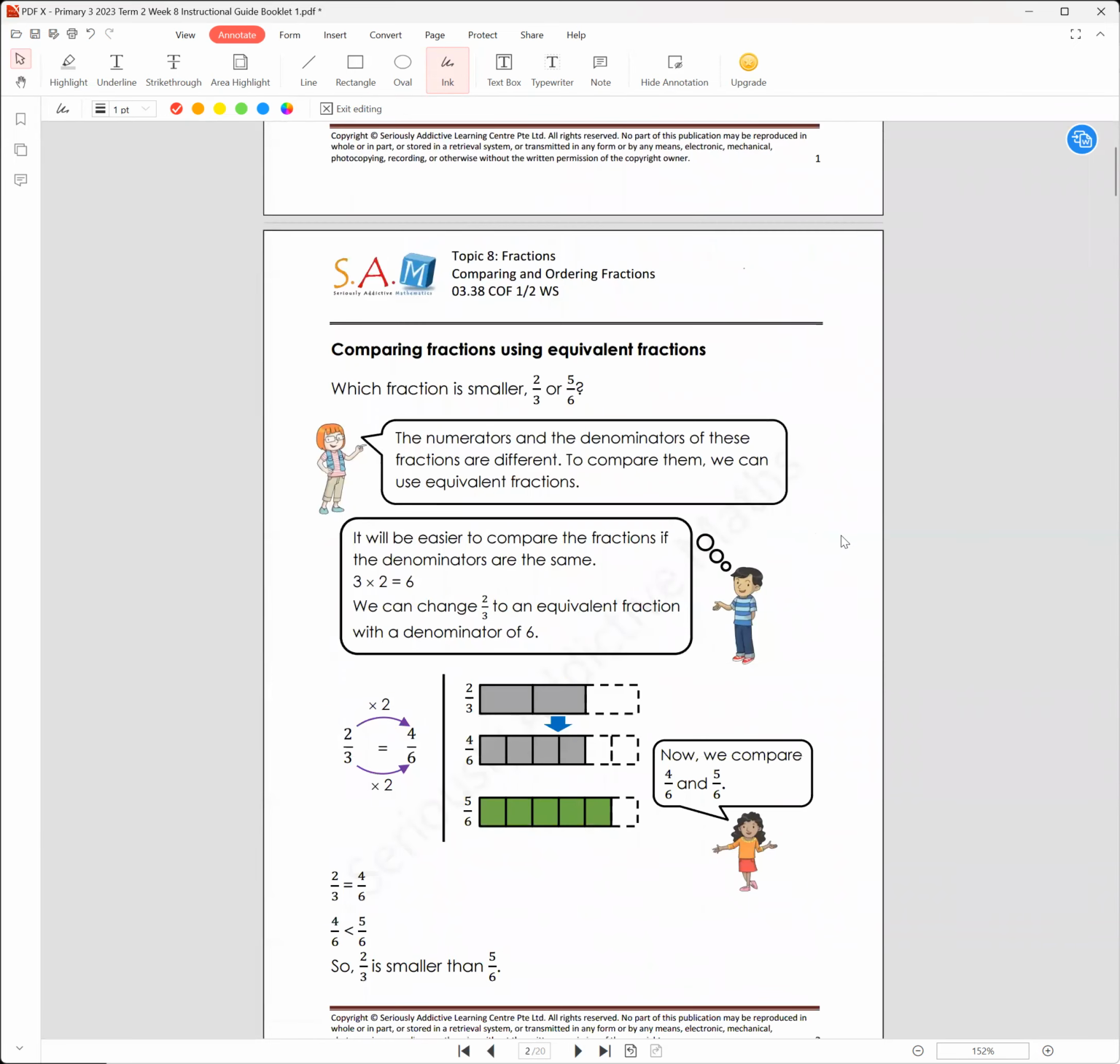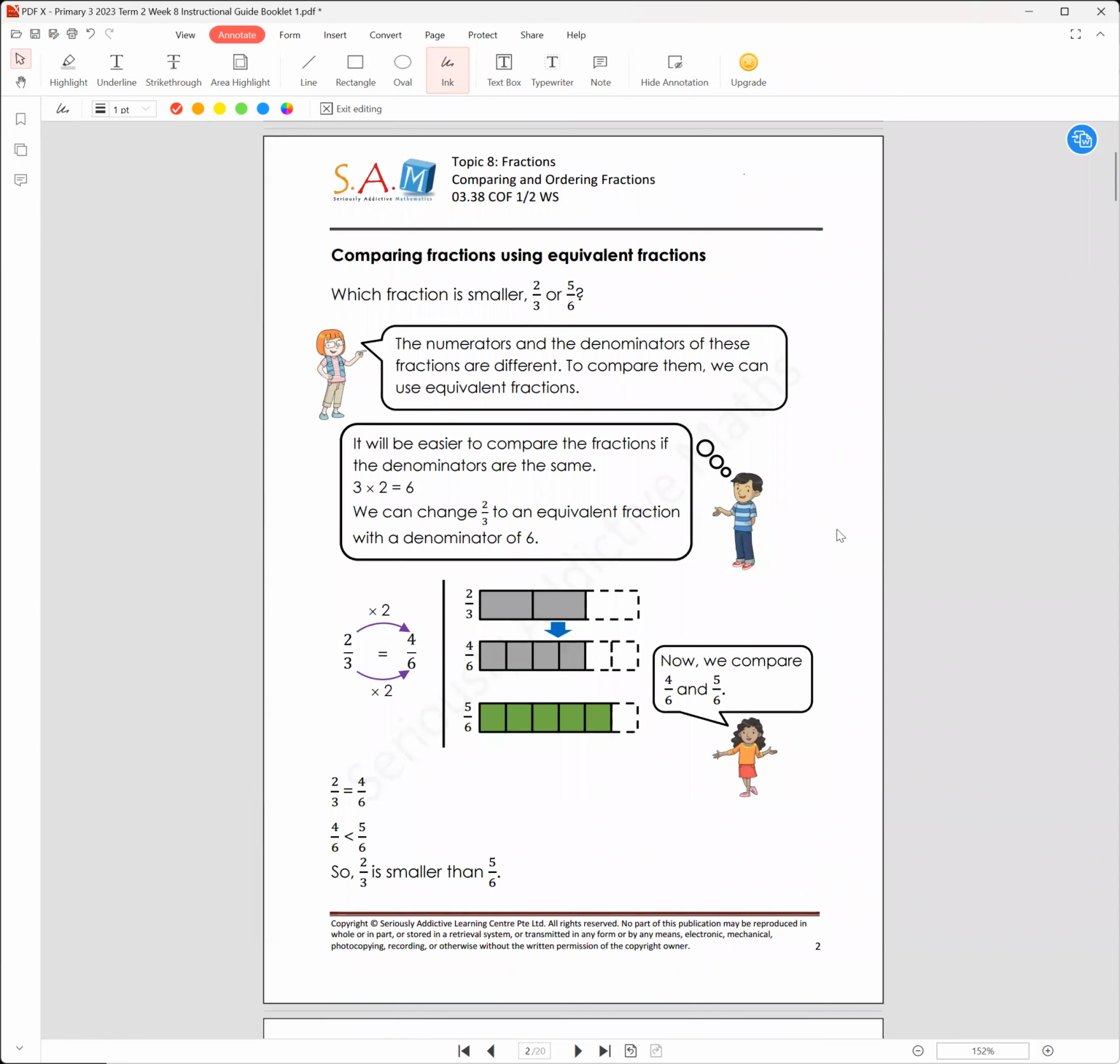Okay, so now we need to get to the gist of today's lesson, which is to compare fractions using equivalent fractions. So if you are given 2 out of 3, right, and 5 out of 6, how do you compare? So the key strategy is to make sure that either you convert the numerators so that both numerators are the same, or you convert the denominators so that both the denominators are the same. Then you can make the comparison.